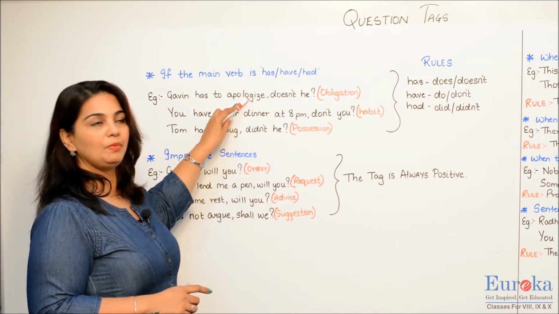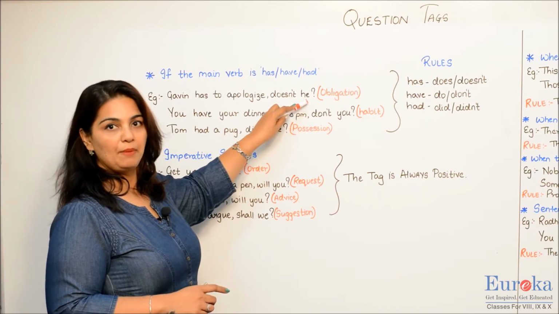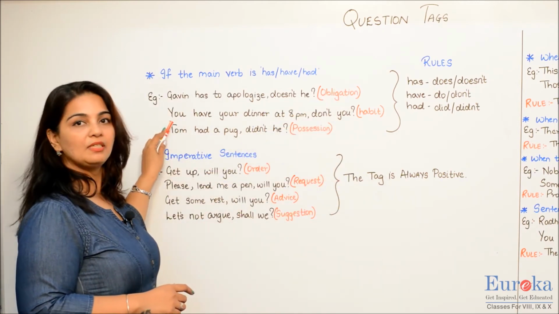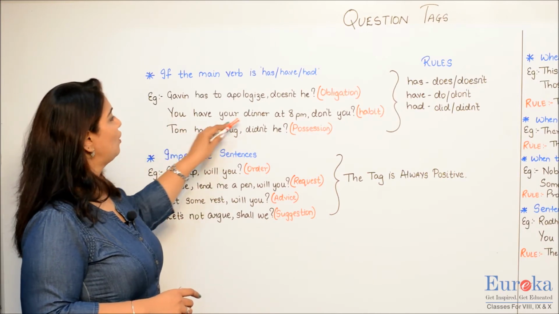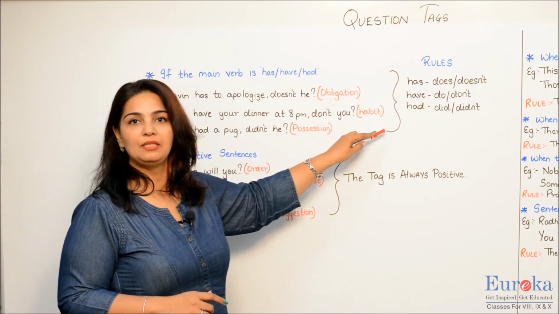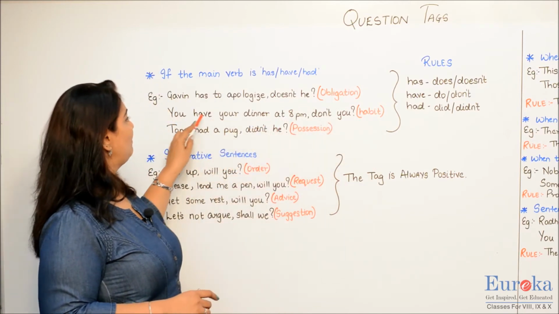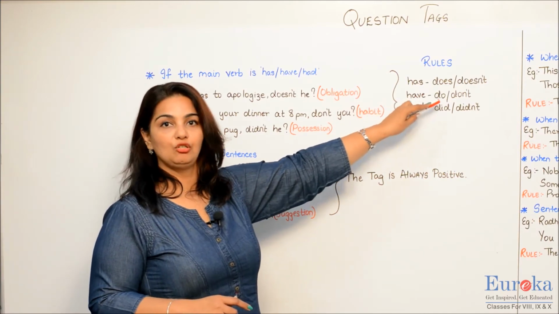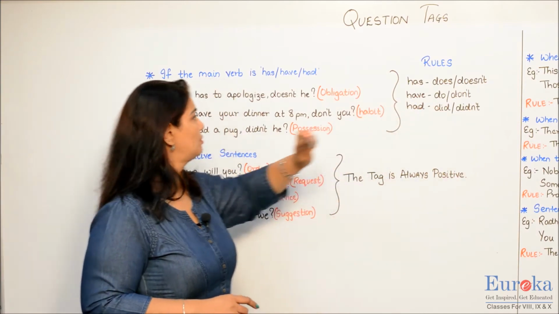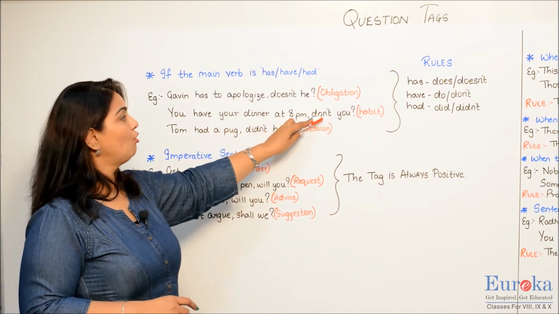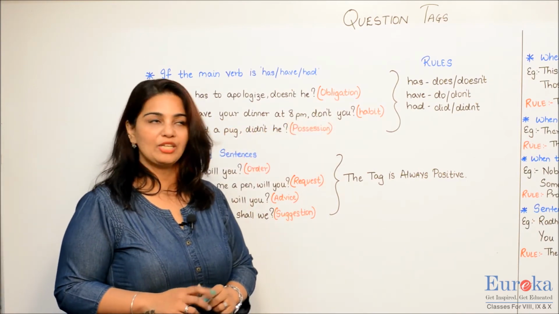The question tag will be doesn't he, because this is an obligation. Let's look at the second example given over here. You have your dinner at 8 p.m. It's a habit. So when we have the main verb as have, over here you will be using do or don't. So, you have your dinner at 8 p.m., don't you will be your question tag.